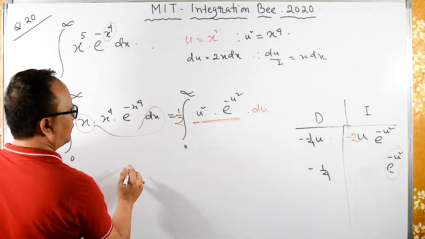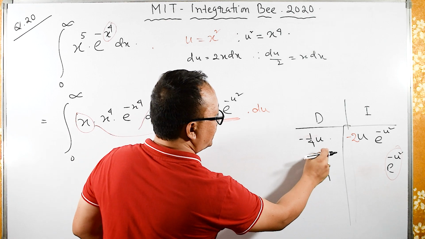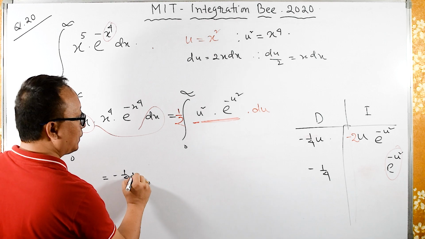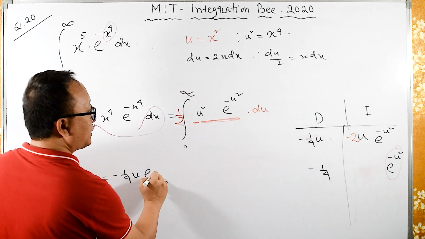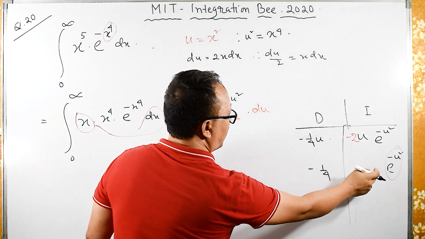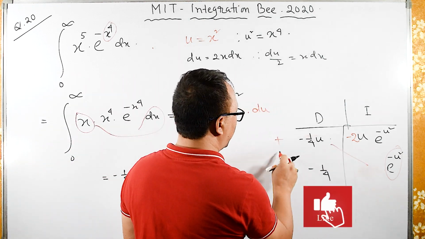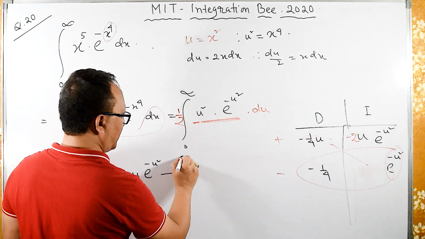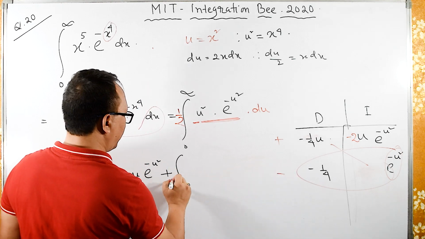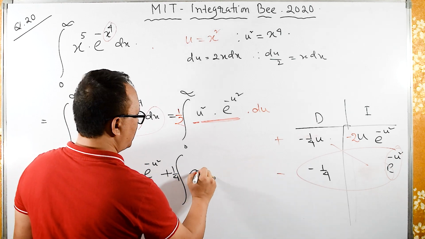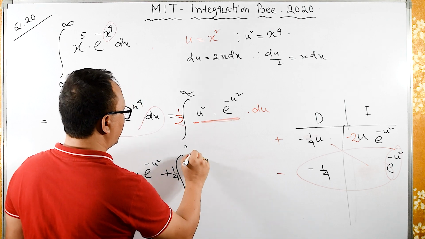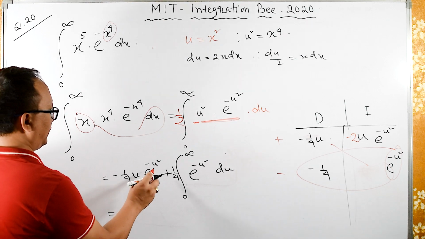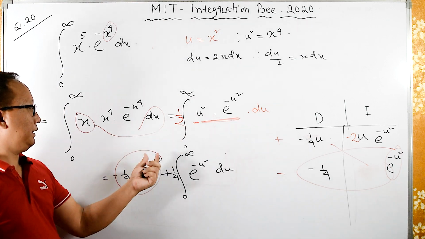Therefore this integral is the same as this into this: minus 1 by 4 u into e raised to minus u square, with a plus sign, and minus this into this with a minus sign. Minus times minus gives plus, so we have 1 by 4 e raised to minus u square from 0 to infinity du. When the limit is from 0 to infinity, the whole first term becomes 0.